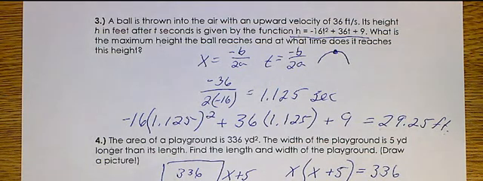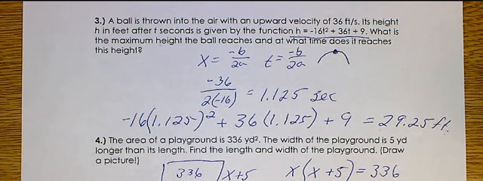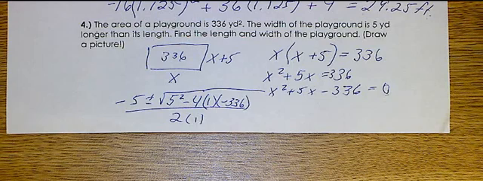So I have negative b, so negative 5, plus or minus the square root of 5 squared, which is 25, minus 4 times a, which is 1, times c, which is negative 336, all over 2a, which is 1. Throw this into your calculator. Sorry about that, I didn't realize you couldn't see it. Throw this all into your calculator.